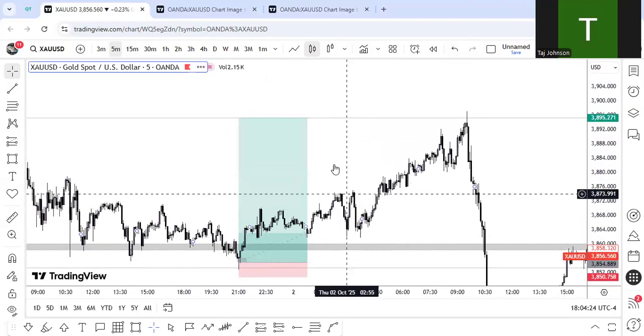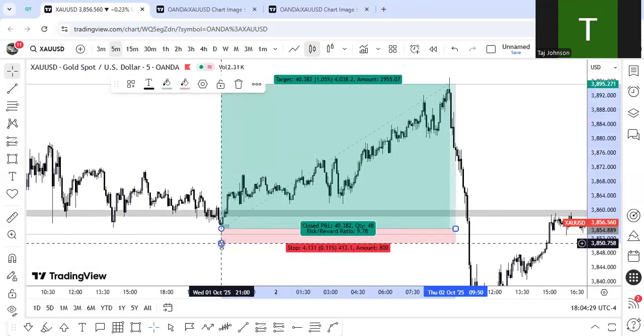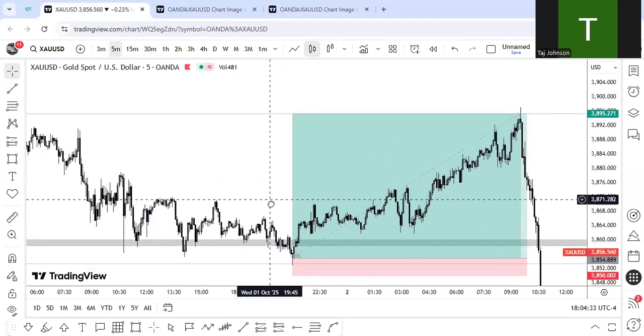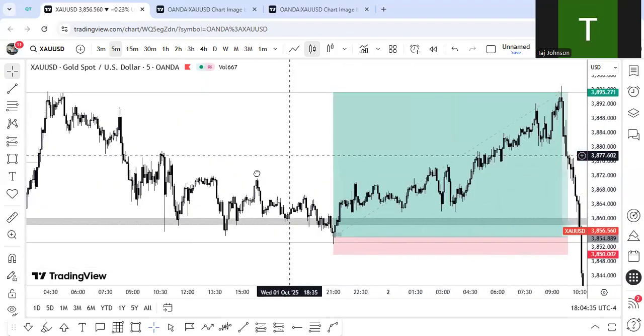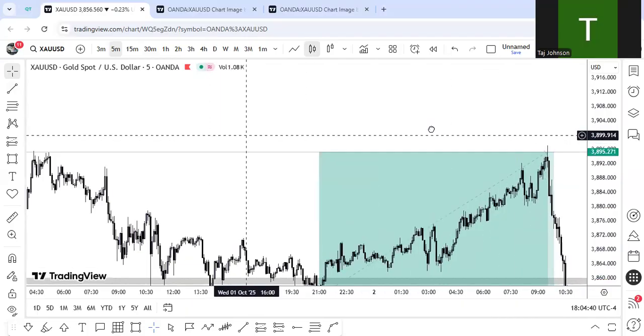So we got 1 to 8 actually. All right, a couple pips below here. All right, 1 to 8 in this trade. And this is why realistic targets matter, right?